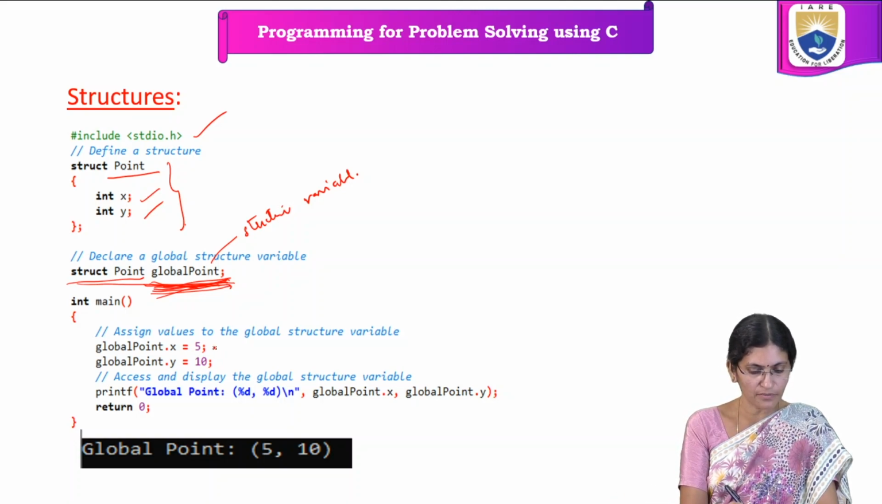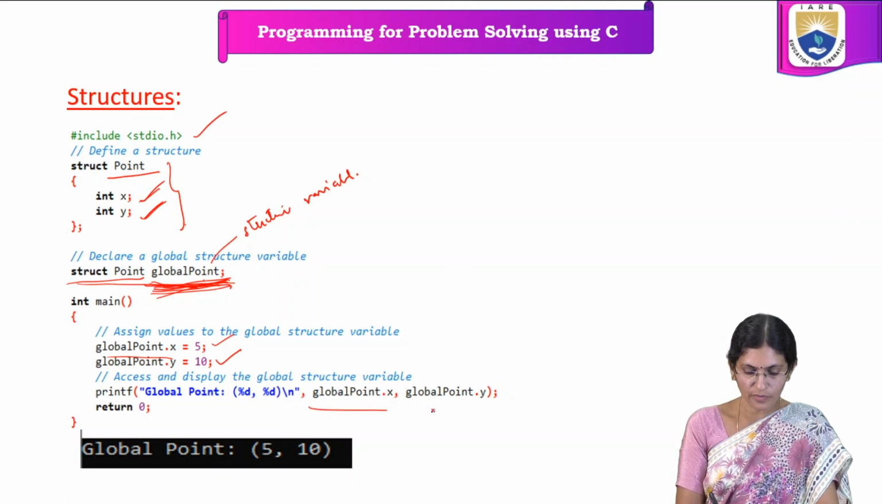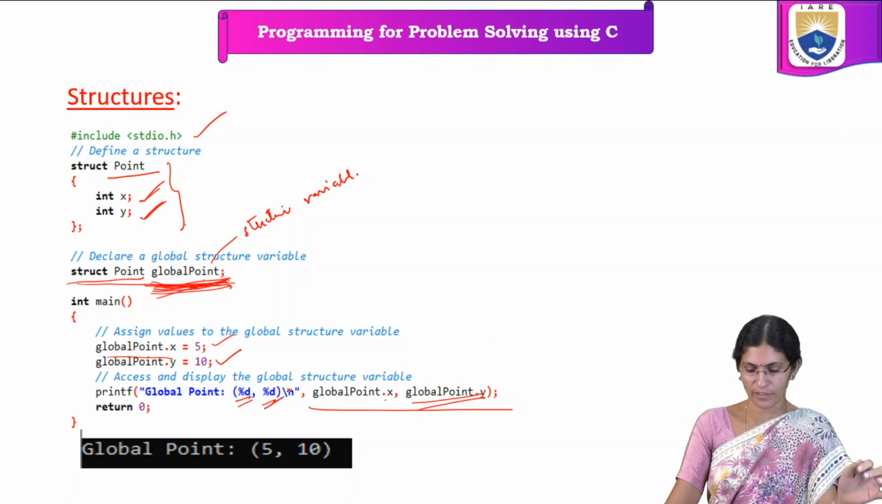Next after that, we are assigning the values of the variable. Global point dot x is equal to 5, so the value of this member is 5, and then the value of this member is equal to 10. In order to access and display the global structure variable, we can use the dot operator. Global point x's corresponding value is 5 here, and these are integer values, so therefore we are using %d as a format specifier.